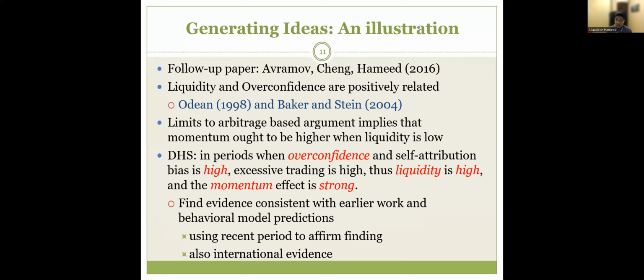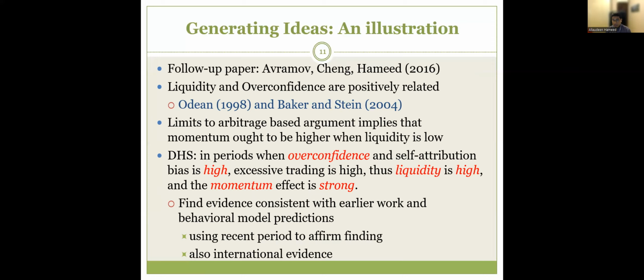On the other hand, liquidity would be an explanation for why we should not see momentum, right? When the liquidity is high, momentum is low. In other words, momentum ought to be concentrated in periods of low liquidity. And that's what we test in the second hypothesis, in the second paper. We see if in periods of high overconfidence, which is when the bias is higher, investors trade more, which generates higher liquidity. And this in turn generates momentum, right?